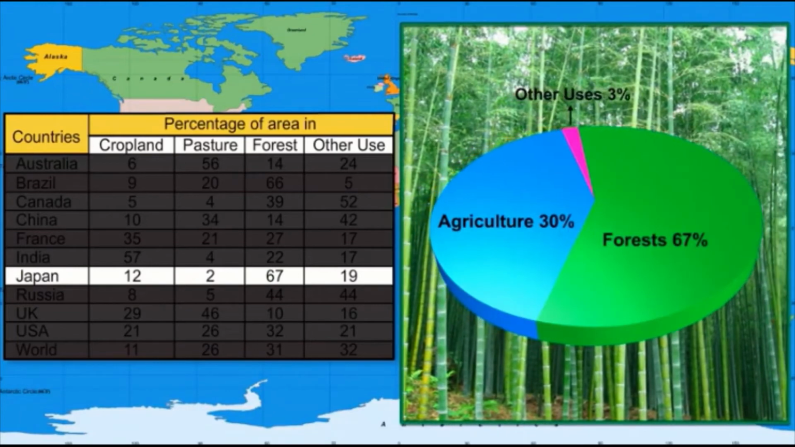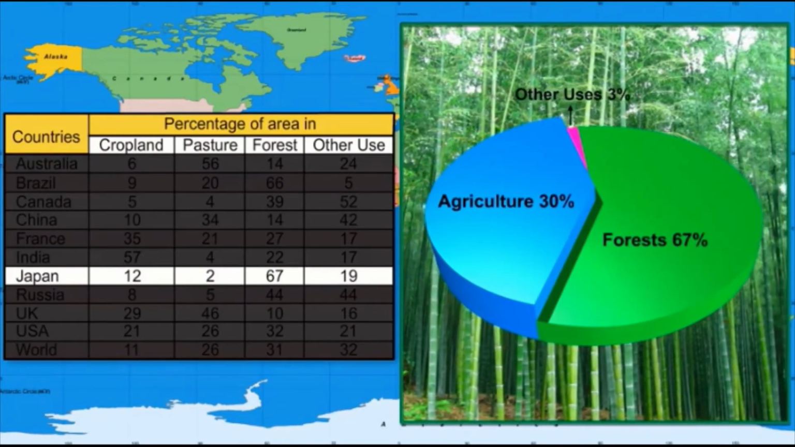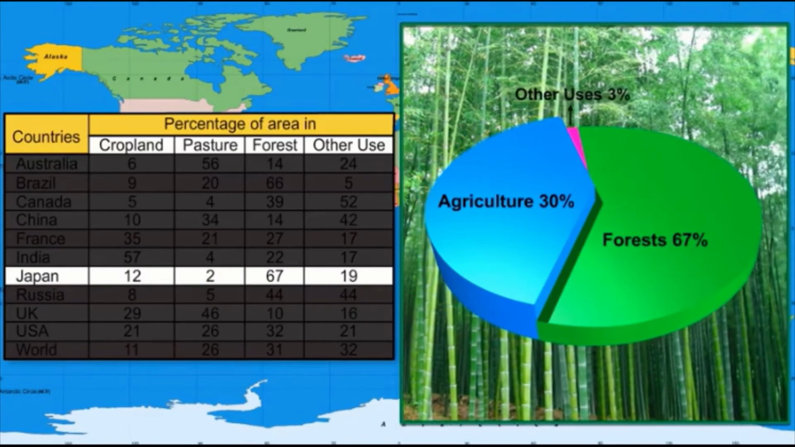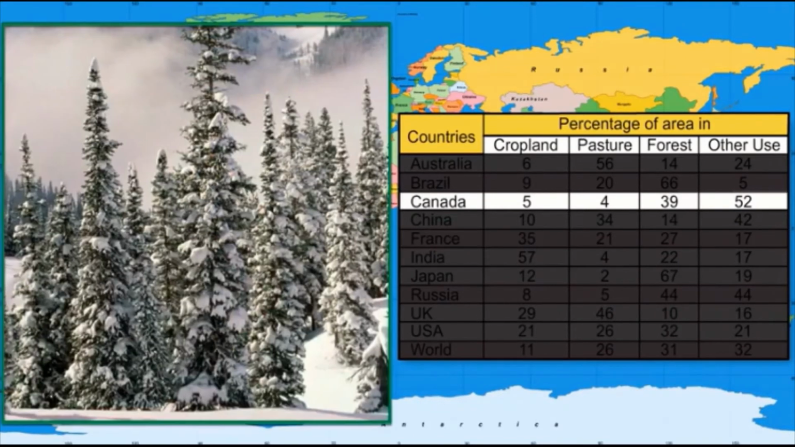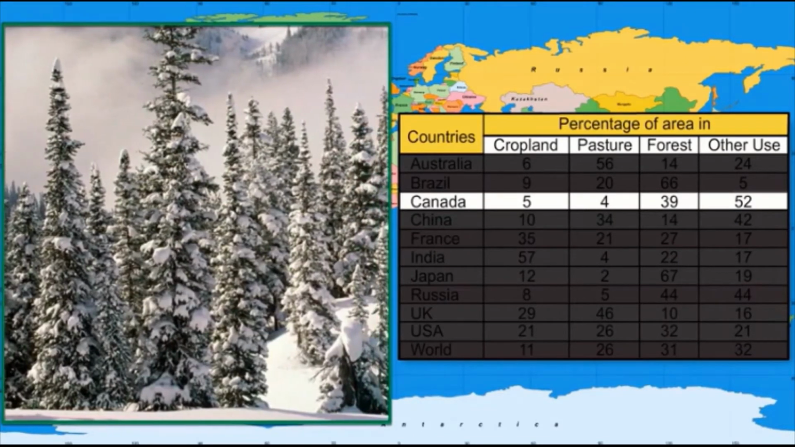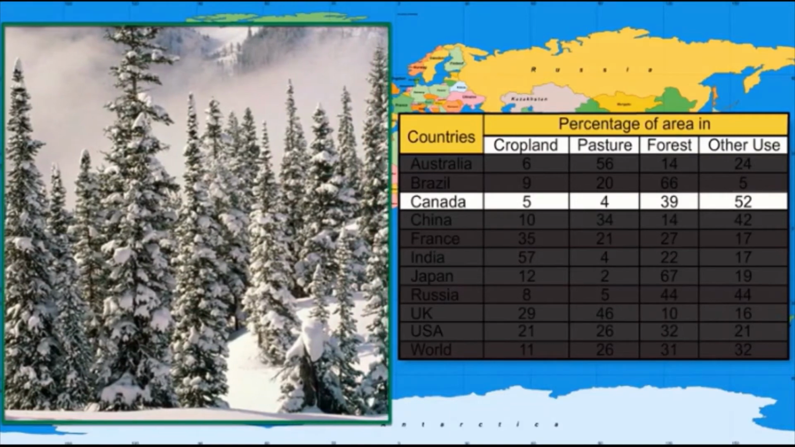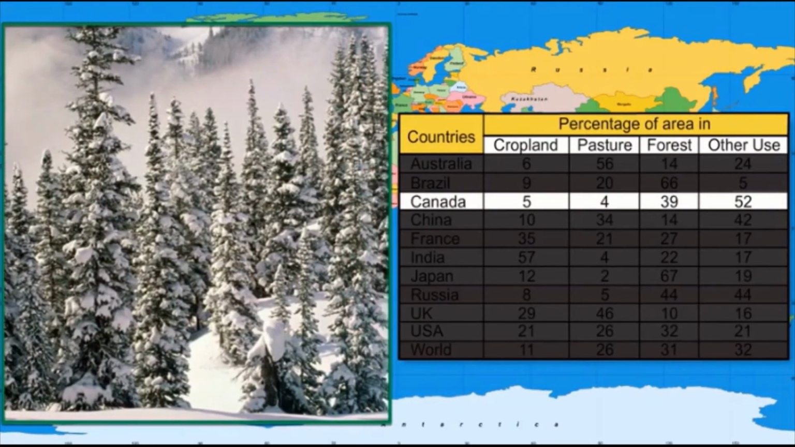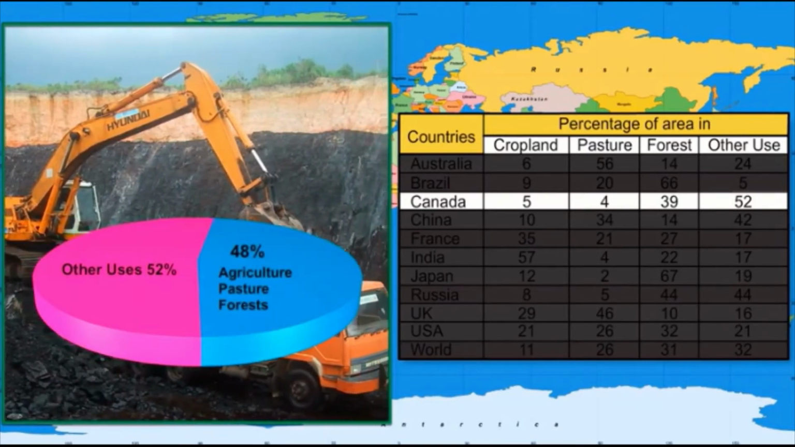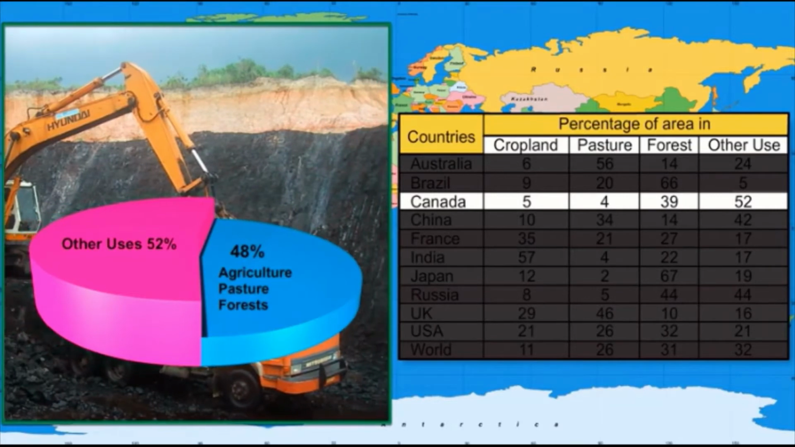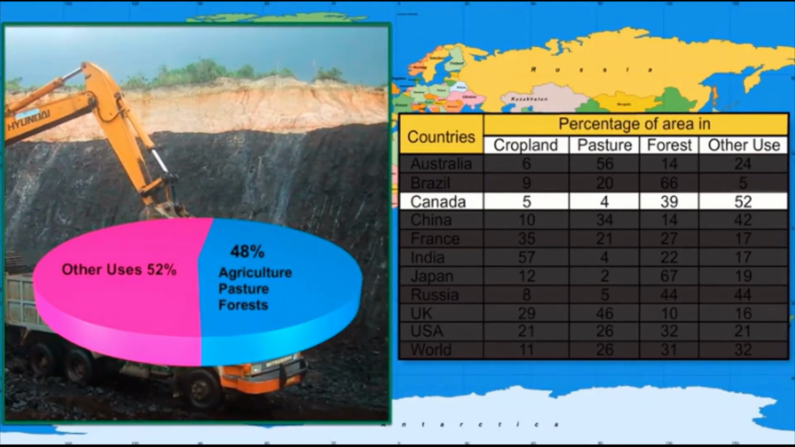This is why only about 30% of land in Japan is used for agriculture or for living, while the remaining 67% is covered by forests. Large parts of Canada experience harsh winters and are covered by tundra vegetation. In addition, a large portion of the land is used for mining. This is why Canada uses 52% of its land for uses other than cropland, pasture, and forests.